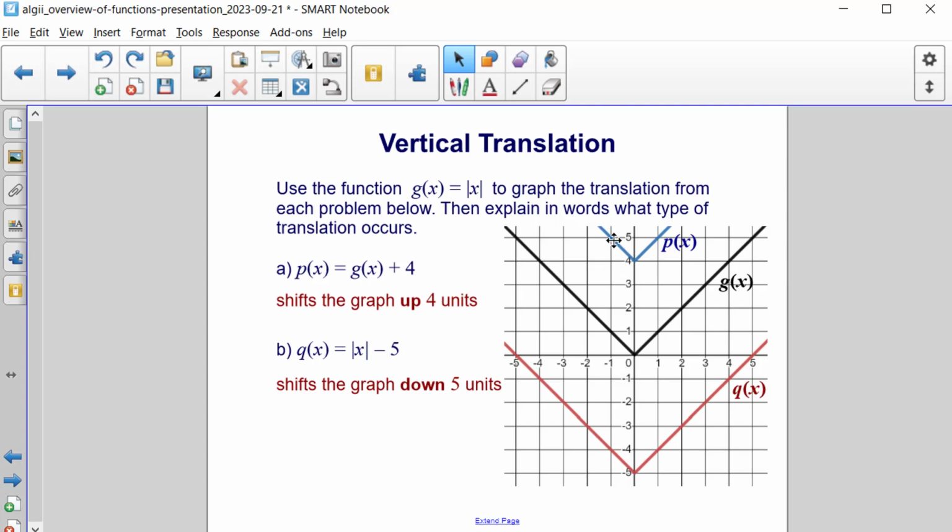And here we can see the solutions. We have p of x graphed in blue, and we have q of x graphed in red. And p of x shifted the graph of g of x up 4 units, and q of x shifted the graph of g of x down 5 units, which matches, both of these match the solutions that we found.